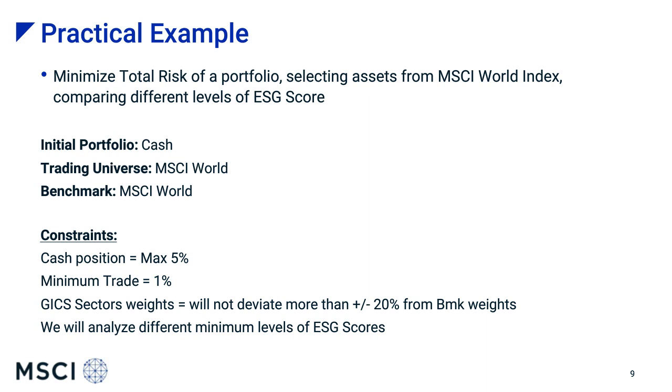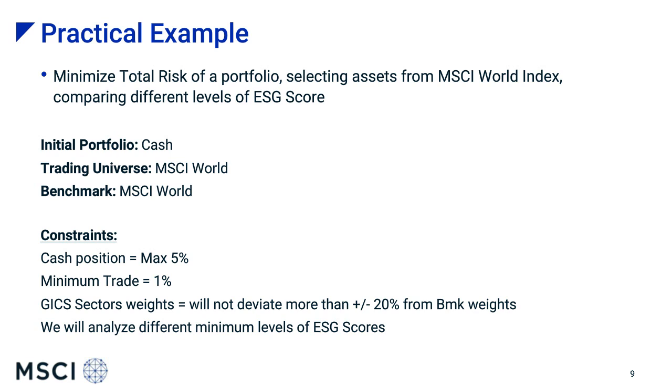For constraints, we don't want to have more than 5% cash in our optimal portfolio. We don't want to have trades of less than 1%. So we're starting with cash, and this is going to ensure that at the end, we don't have holdings smaller than 1% in our optimal portfolio. And in terms of GICS sector weights in our optimal portfolio, we don't want it to deviate more than plus or minus 20% from benchmark weights. This is an example of what I was telling you before about how you can use this benchmark. In this case, we are not minimizing the active risk of the portfolio, which means that we're not using the benchmark in the utility function, but we want to make these constraints relative to this portfolio.